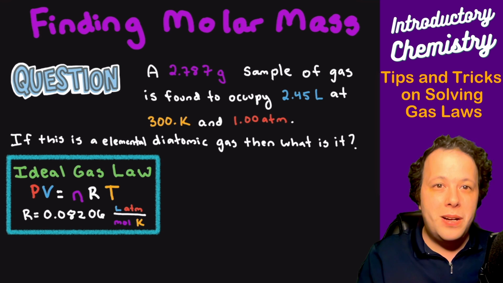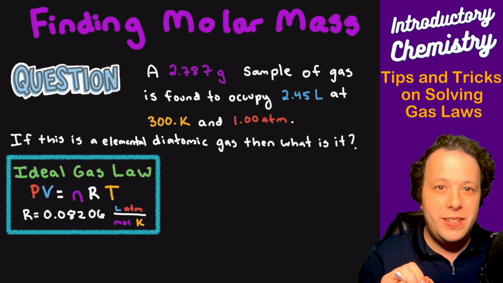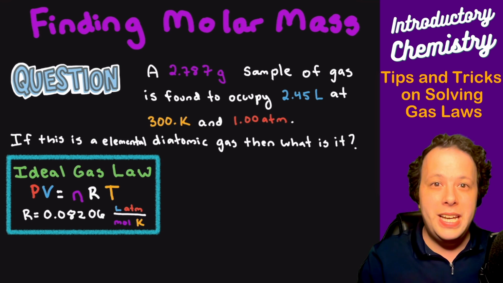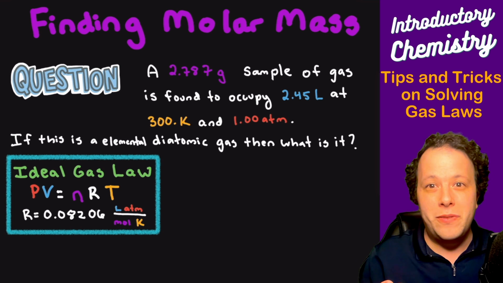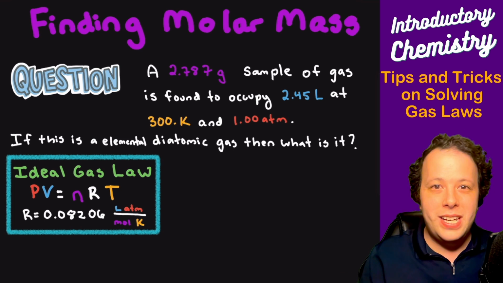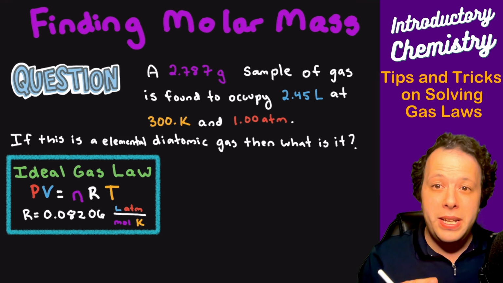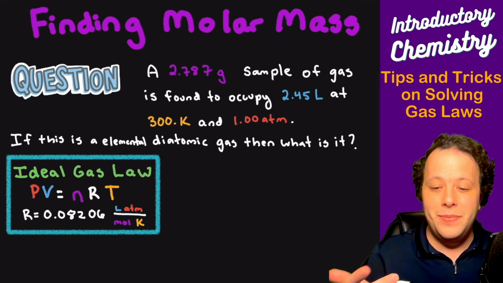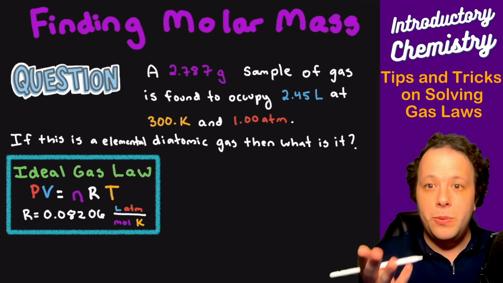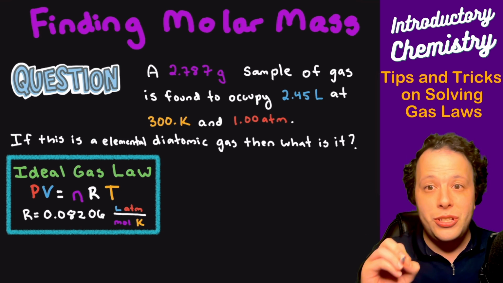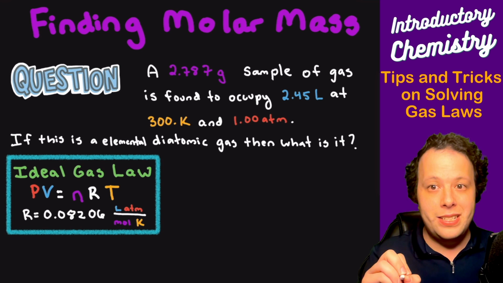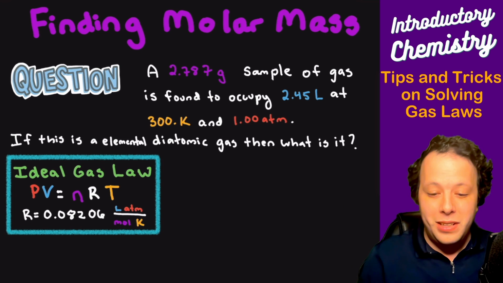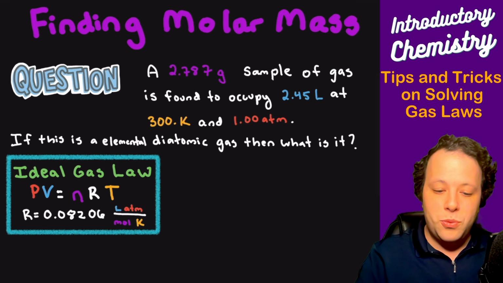So in this problem, I have a 2.787 gram sample of gas, and it's found to occupy a volume of 2.45 liters at 300 Kelvin and 1 atmosphere. We know that it's an elemental diatomic. Which one is it? Let's try to find out. The first thing to think of is molar mass, which allows you to identify different substances. It's like the fingerprint for a lot of these molecules. It's one way to do that.